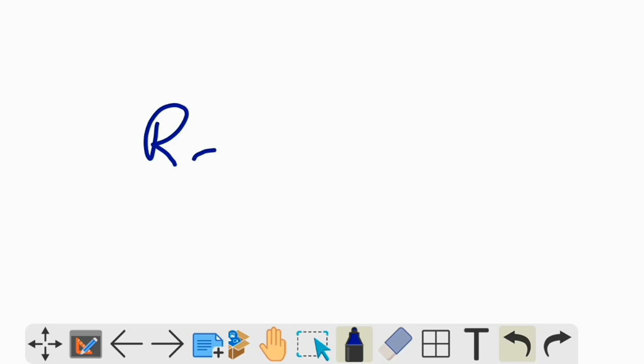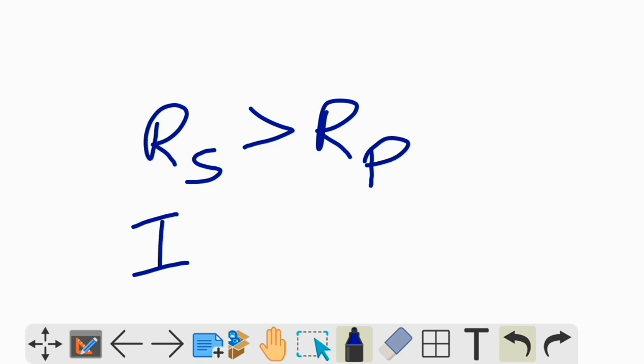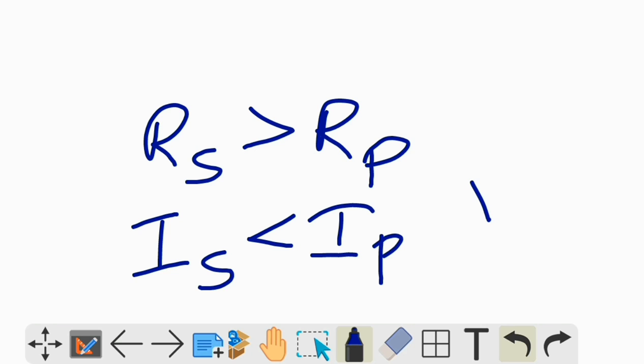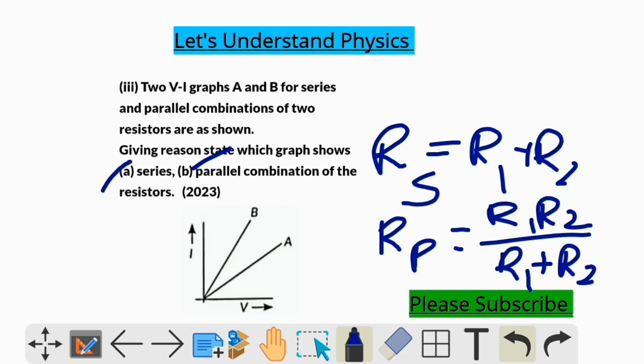We know RS will be greater than RP, definitely. So whichever has more resistance, it should have less current, isn't it? So from this relationship you can say IS will be less than IP, provided V is constant, the same potential difference. Okay. Now observe, how do you take this?